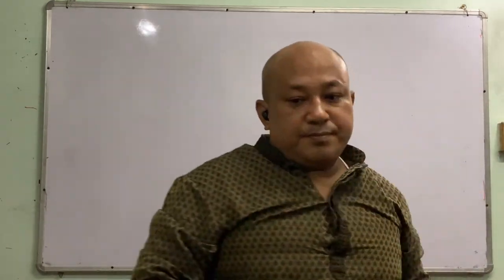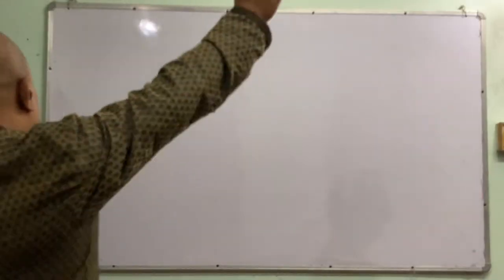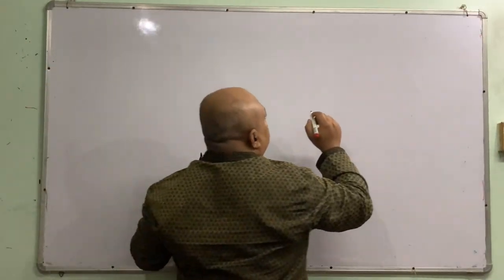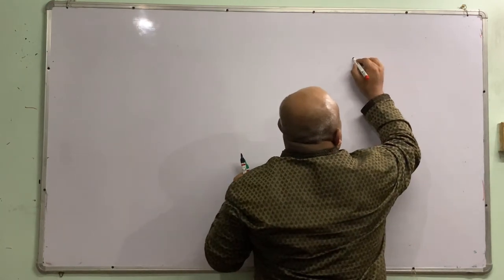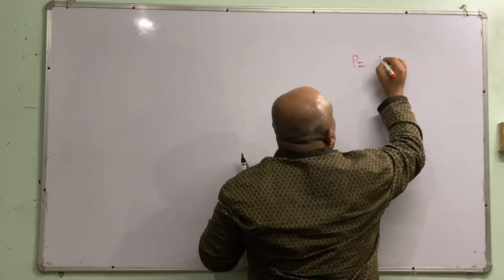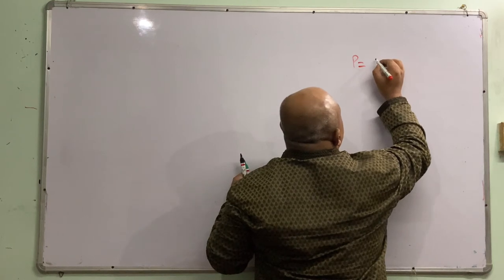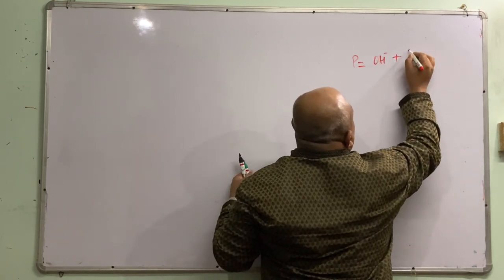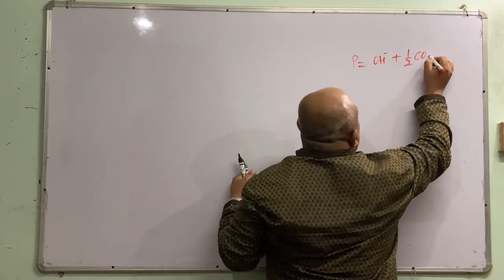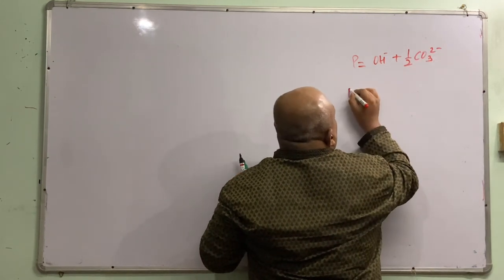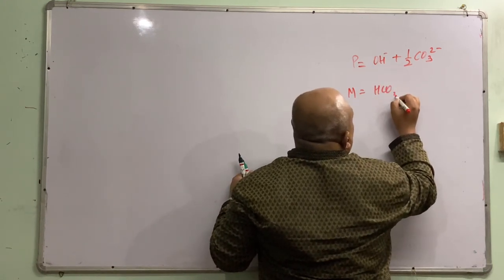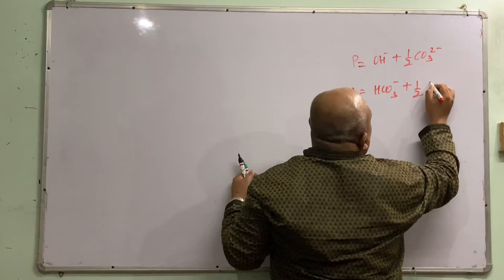See here, now from this what we've learned is, as I told you, in phenolphthalein alkalinity, what is present is OH plus half of carbonates. Okay, methyl orange, called M, is bicarbonate plus half of carbonates.